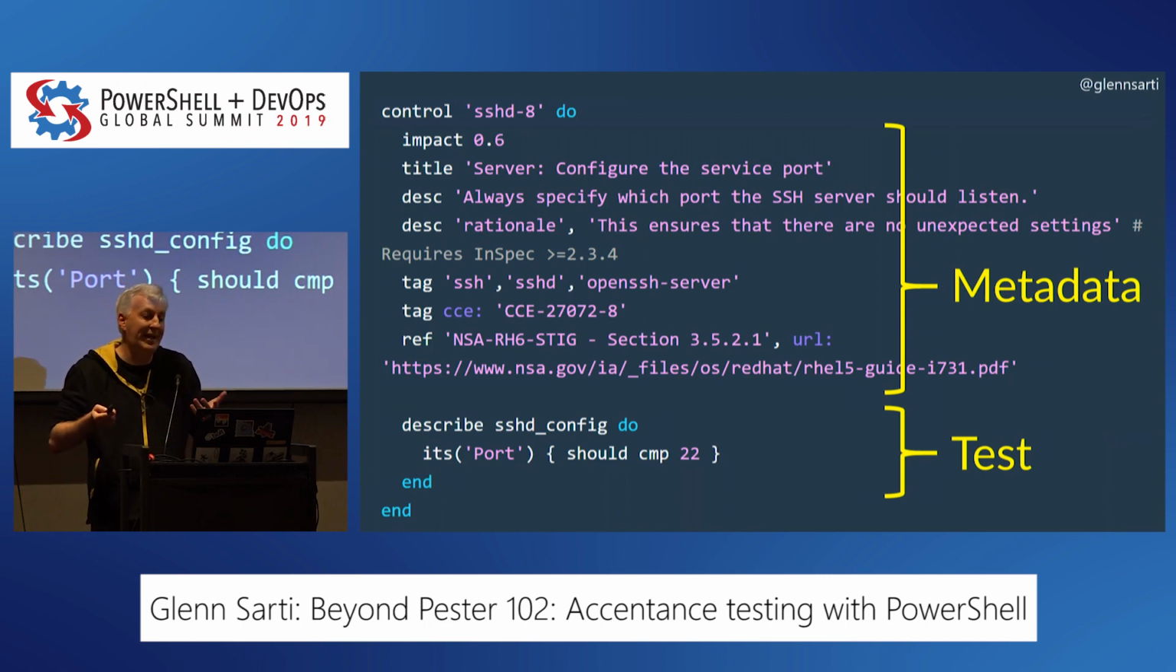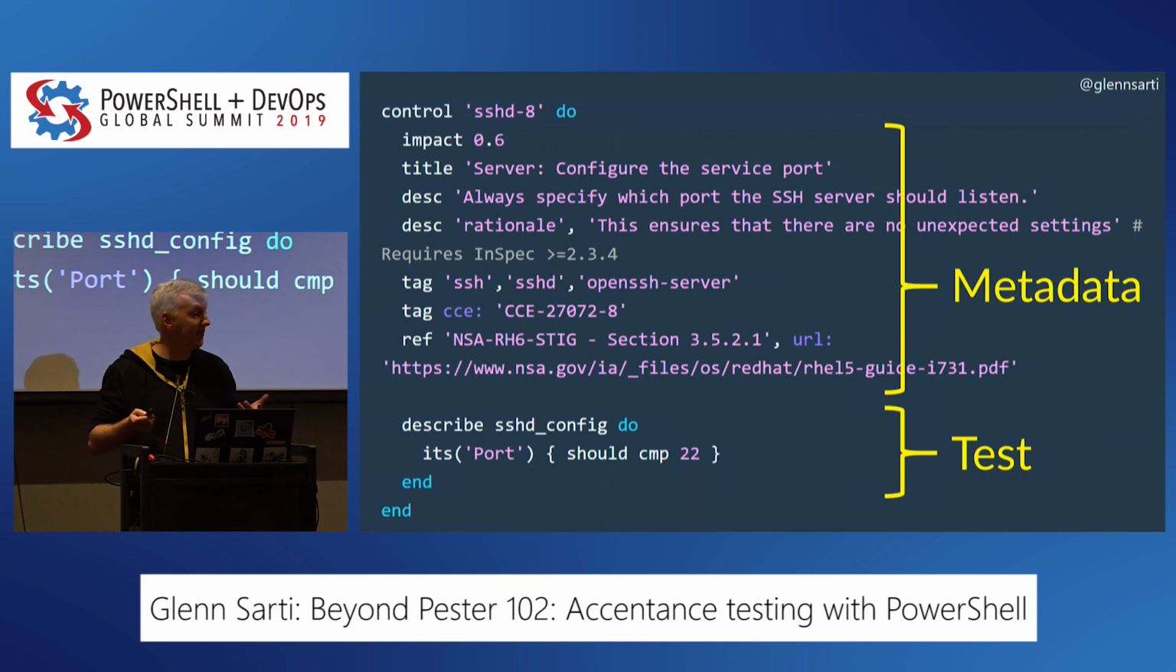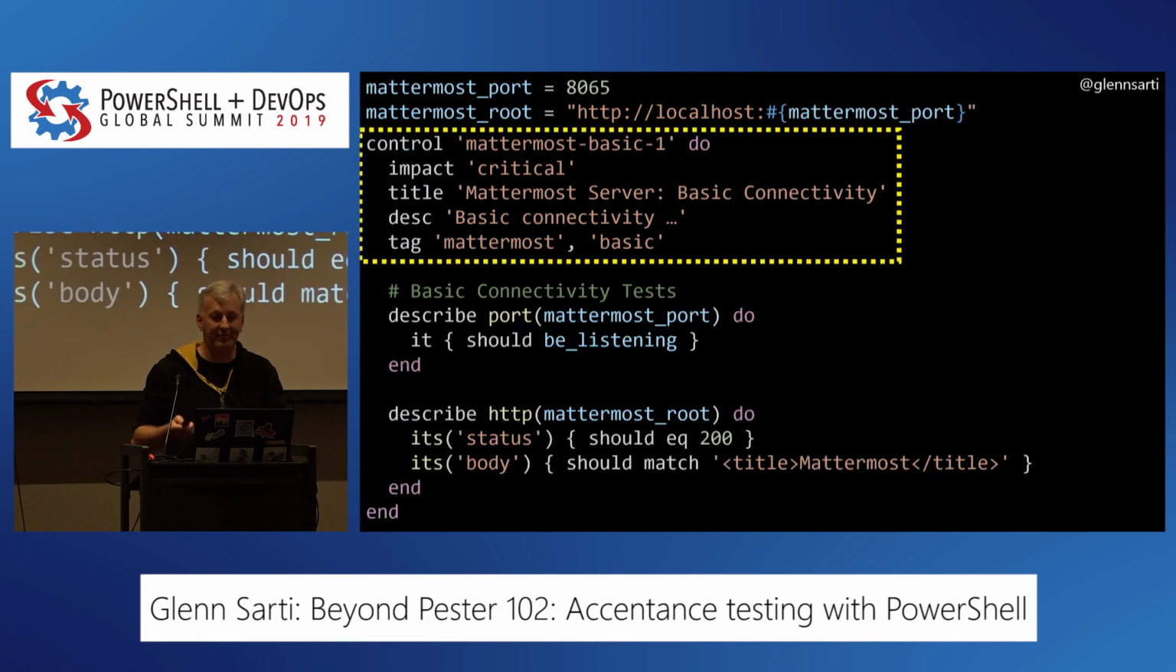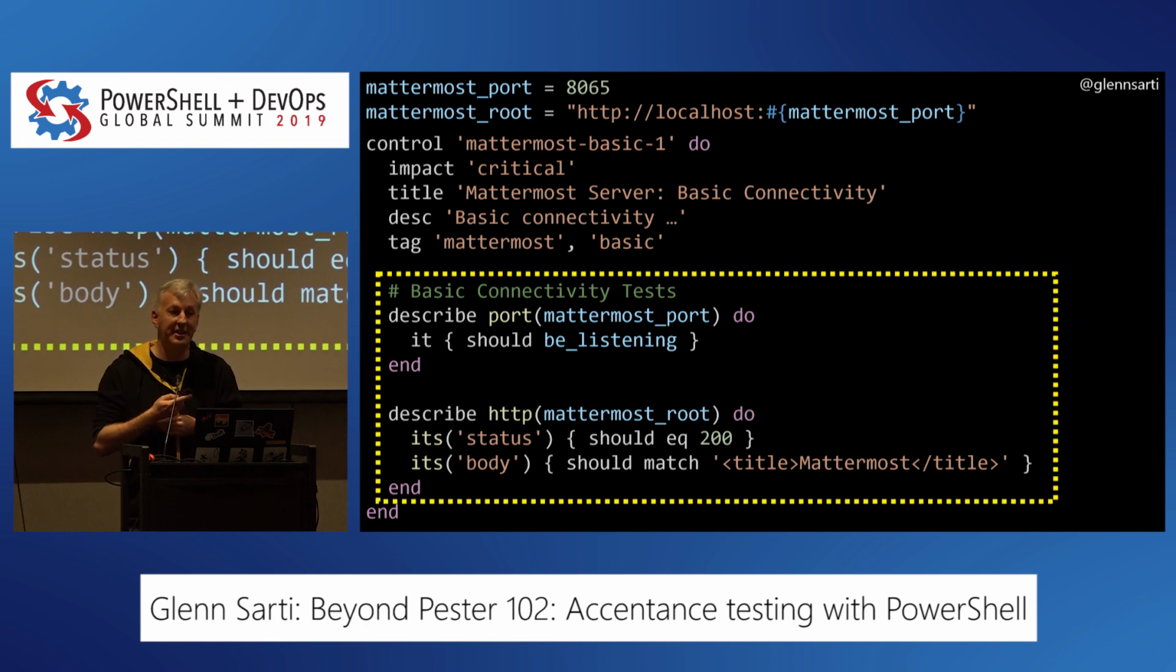So let's translate our basic Mattermost test into Inspec format. So this is the before in Pester format. Query the server, expect status 200, and the content contains the title of Mattermost. And after. This is the same test in Inspec format. So we now have a control at the top which says these are critical tests. And these are the two tests down the bottom. Is the server listening on the port, and validate the server response.